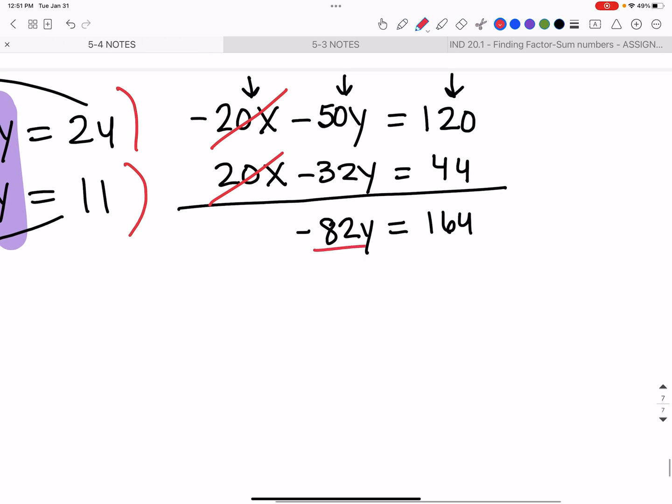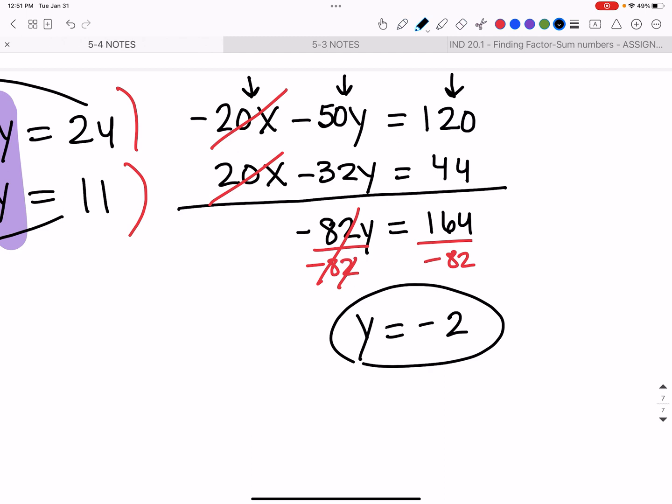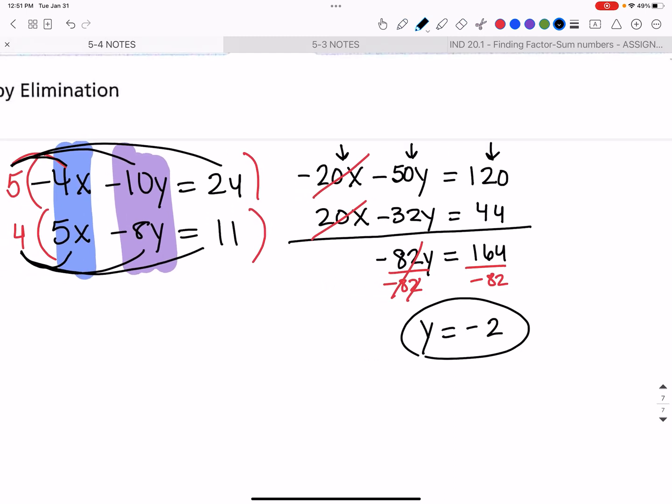Now I've got to divide by -82 and divide by -82, and I get y equals -2. All right, again, that's half my answer. Okay, so if I have an x and a y, my answer has to have an x and a y. So now I'm going to take one of these two equations, and it doesn't matter which one. I'll take the top one because it really doesn't matter.